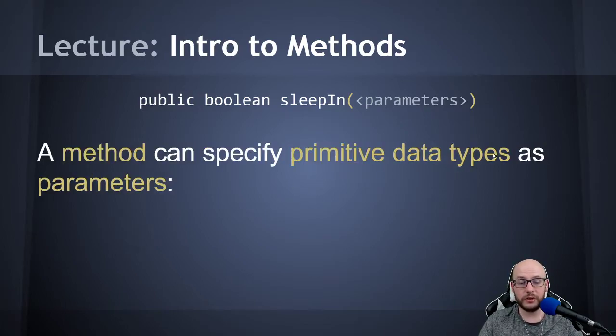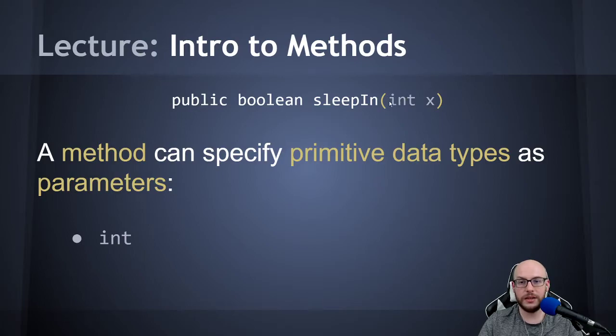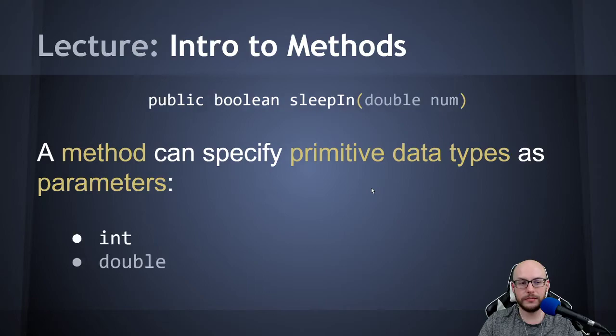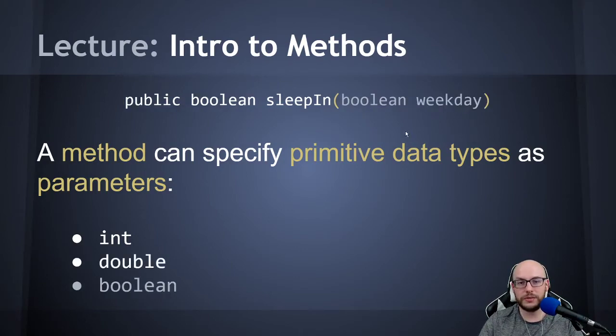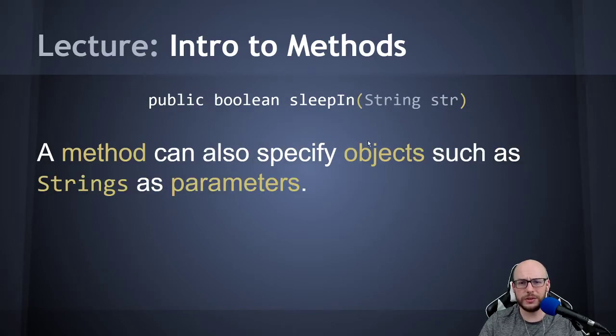A method can specify primitive data types as parameters, such as int. Notice that we have a data type and a variable name. This method, sleepIn, has 1 parameter, an integer, x. Here, I'm showing that we can change up the data type and you can change up the variable name. Keep in mind, this is a variable, a user-defined symbol. So this one's called double num. Data type, variable name. Here we have a boolean, just demonstrating the concept that any primitive data type works. You can also use objects, right? Objects are data types. Here we're declaring a String, which we're calling str. Again, data type, variable name.